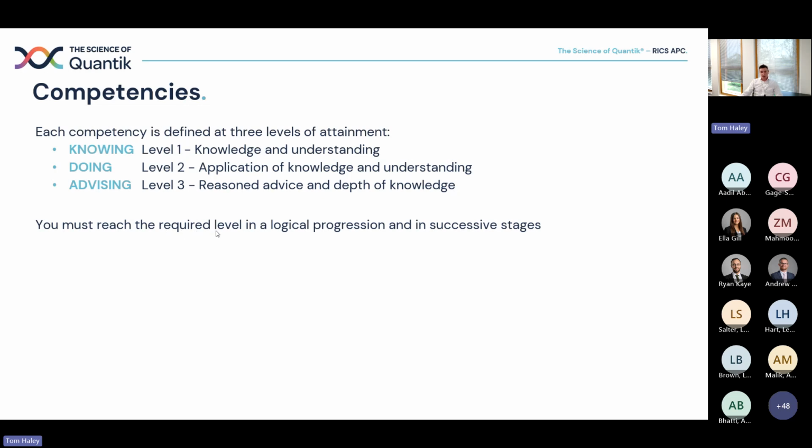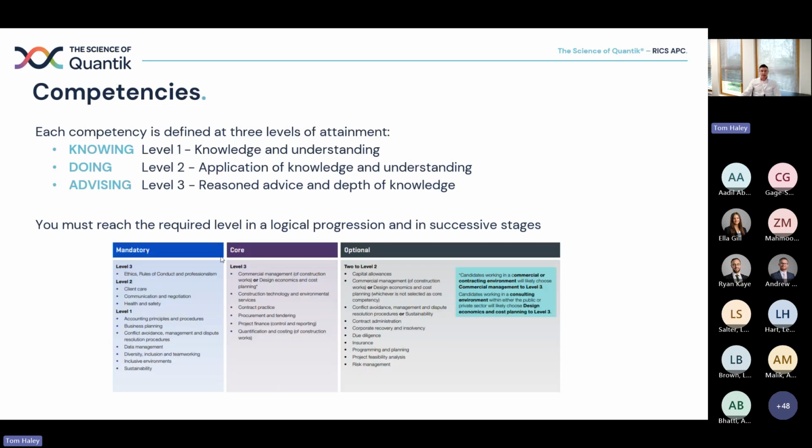You must reach the required level in the logical progression and in successive stages. So inevitably, you don't start by advising, you start by gaining knowledge, you then apply that knowledge in a practical workplace, and then you give advice on it once you've done it many times and you've seen various issues.